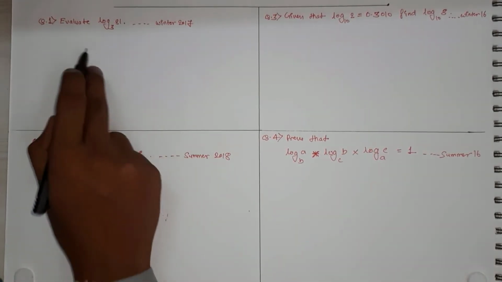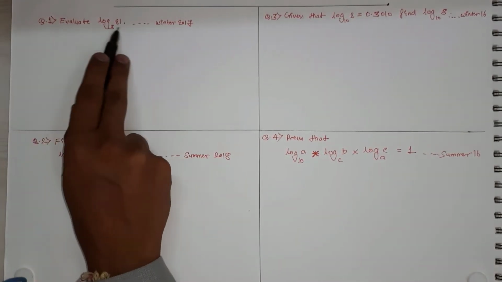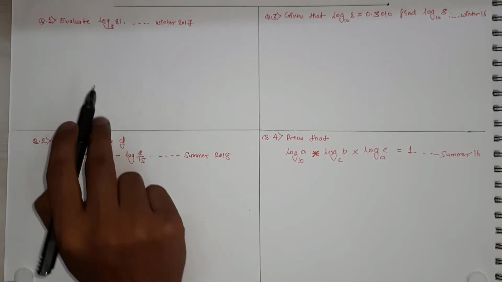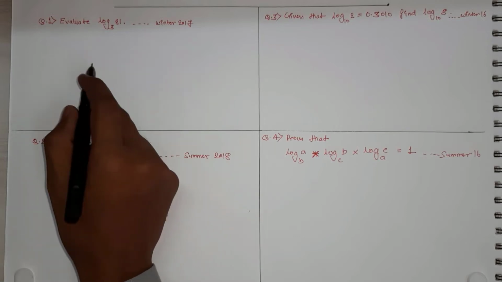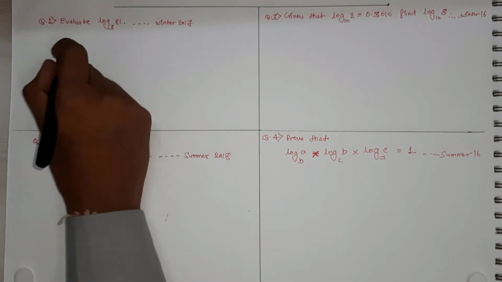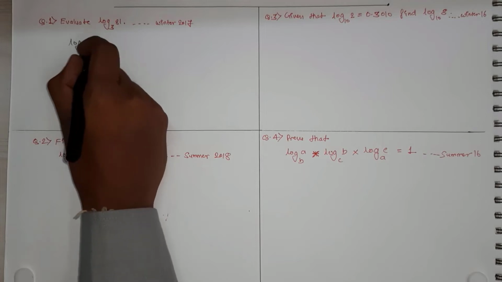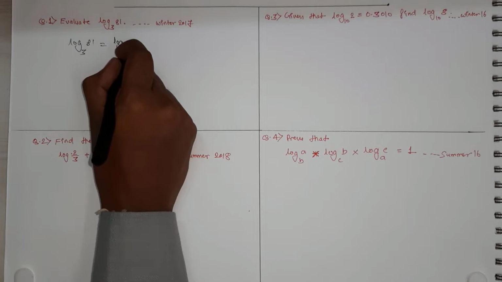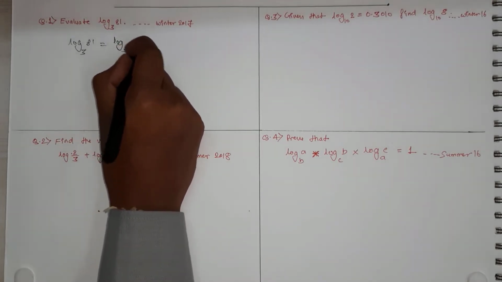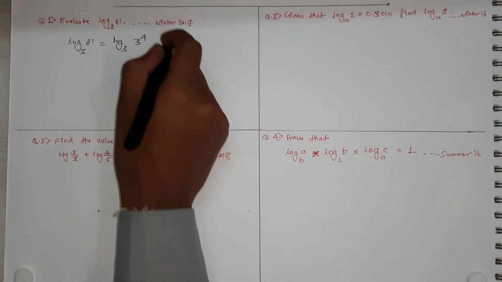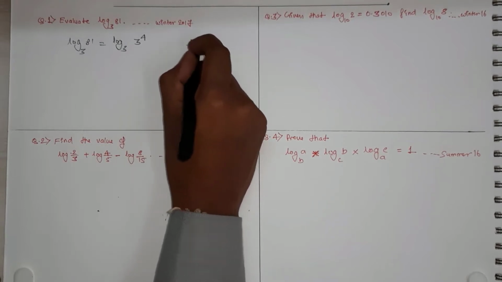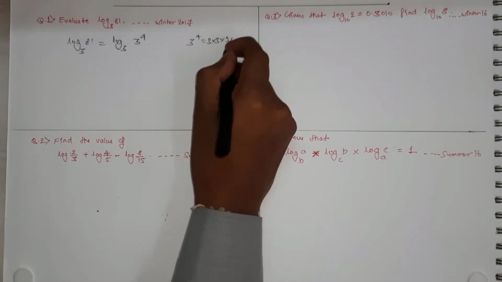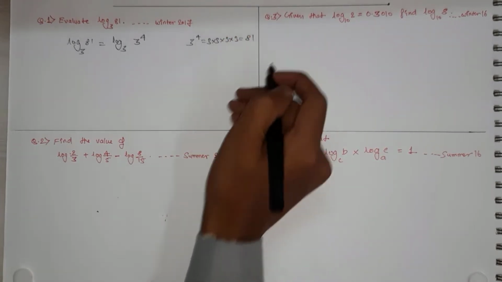Now what has been given to us? The question is: evaluate log of 81 to the base 3. This is the question, log of 81 to the base 3, and we have to evaluate it. So how to evaluate log of 81 to the base 3? Now what can we write for 81? Log of 3 raised to, can we write 4? 3 raised to 4 means 3 into 3, 3 into 3, which is equal to 81.